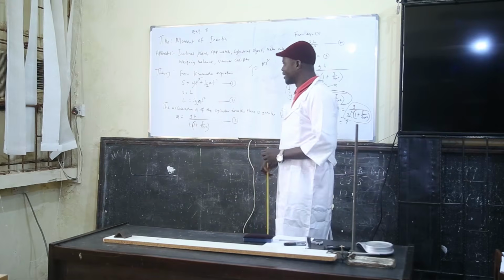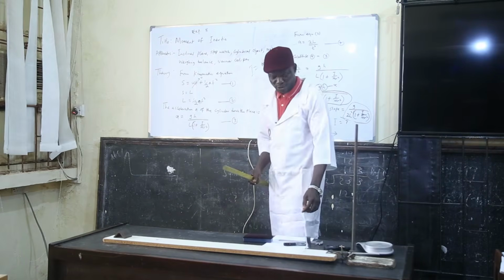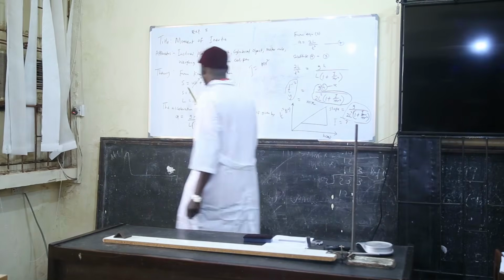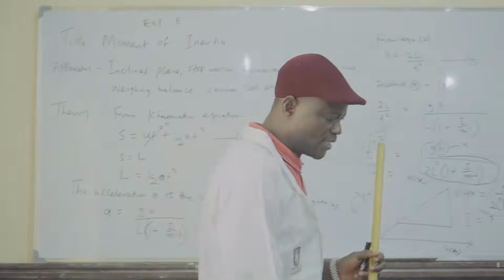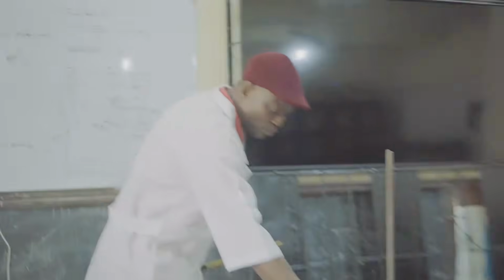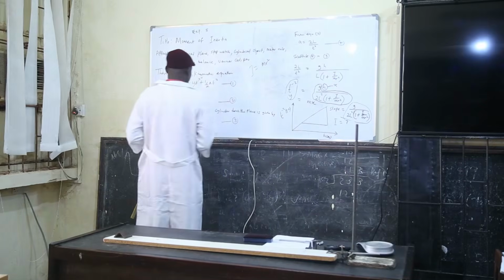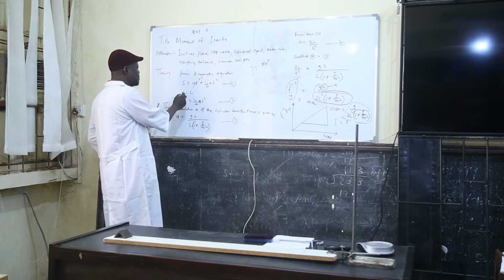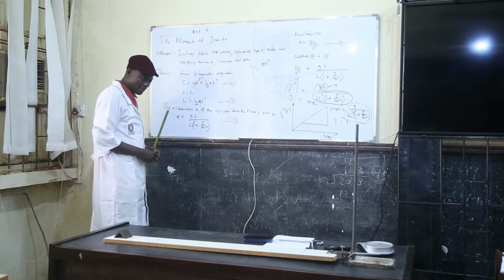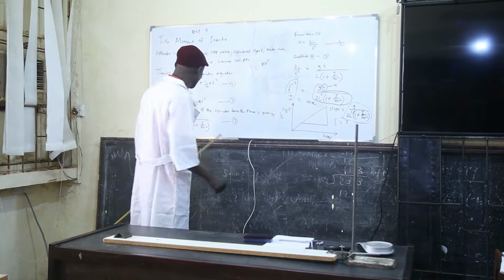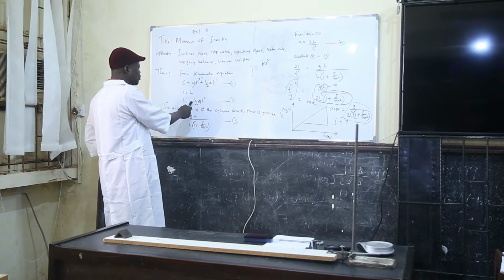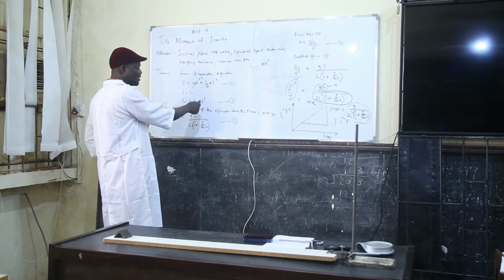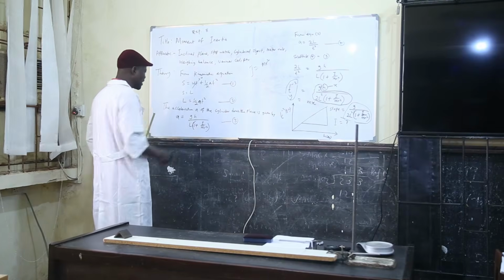Starting from a kinematics equation, S equals ut plus half at squared. Of course, we know that to perform this experiment, the metallic cylinder is to start from rest. Because of that, we make u equal to 0. When we make u equal to 0 and make S, the distance, equal to L, that is the length of the journey, equation 1 becomes L equals half at squared, where a is the acceleration and t is the time.